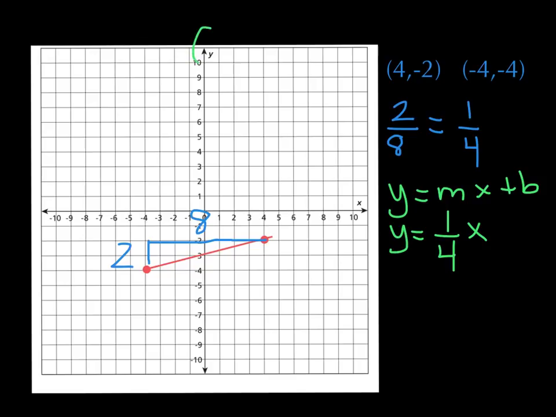So remember, the y-axis is the one that's going up and down, and I'm trying to figure out where my line crosses here. So if I go down on the y-axis, my line is going to cross at -3. So y equals 1/4 x minus 3.